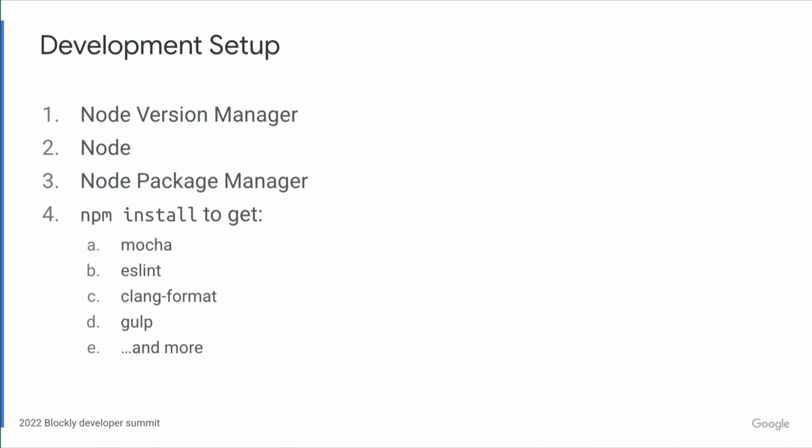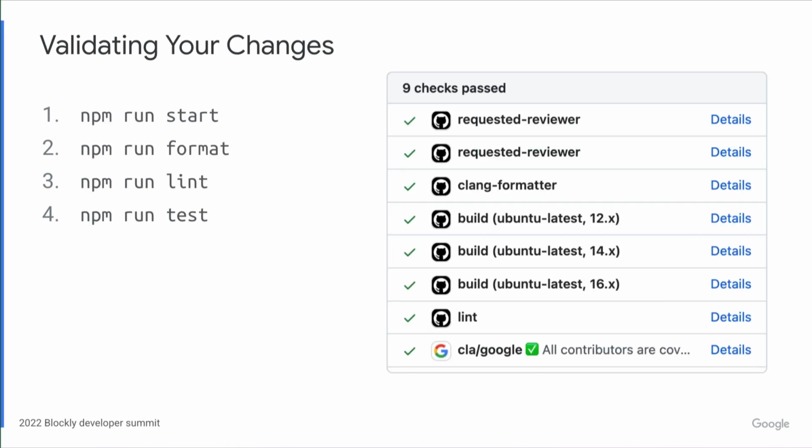For the most part, you don't need to understand exactly how each of these tools work. Most of them are part of the validation process, which I'll talk about next. Now that you are set up, you can begin making changes to either core or samples. Let's say that you fixed a bug you found in core Blockly. What are the steps you should take to submit your fix?